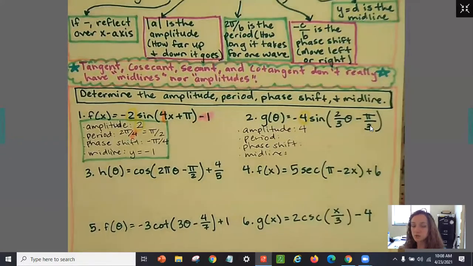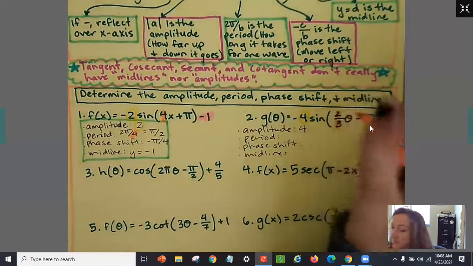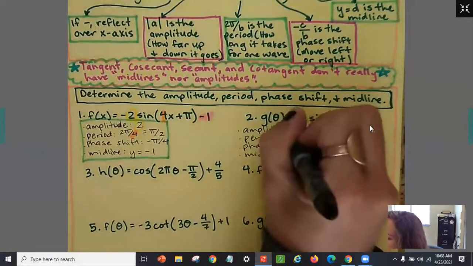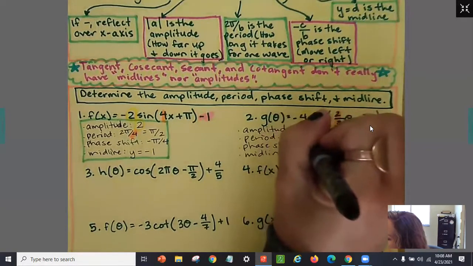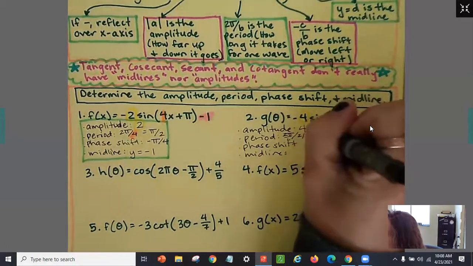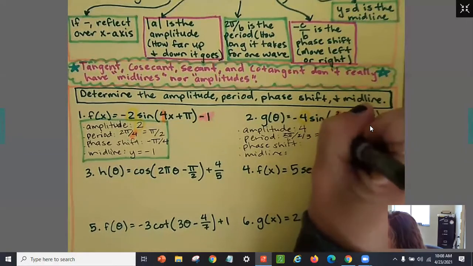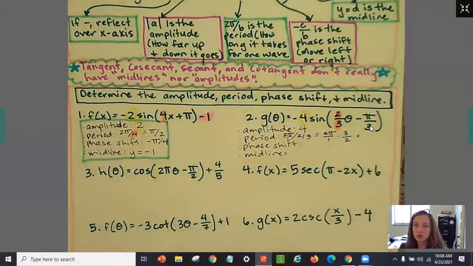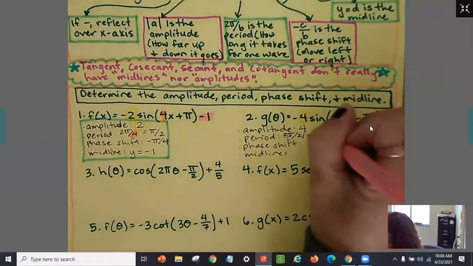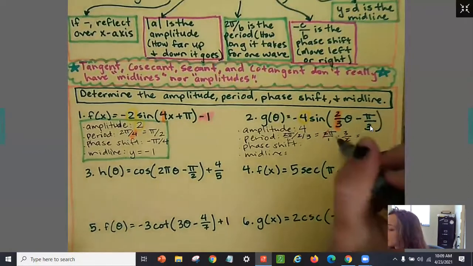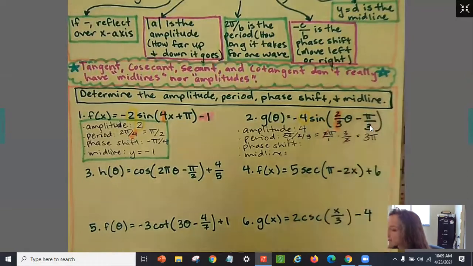The period is going to be 2 pi divided by the number in front of x. So the number in front of x, or theta, here is 2/3. So we're going to do 2 pi divided by 2/3. We're going to rewrite 2 pi as 2 pi over 1. And now we're going to keep change flip. So 2 pi over 1 times 3/2. We have a 2 in the numerator and the denominator, so those are going to go away. And anything divided by 1 is itself, so this is going to give us pi times 3, which is just 3 pi.